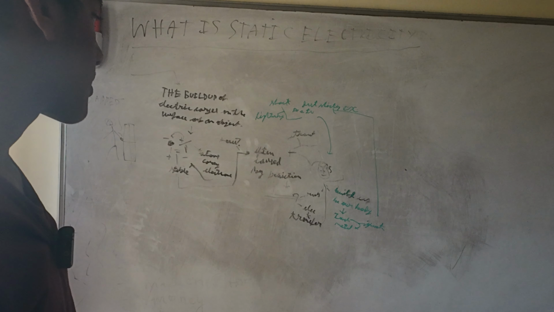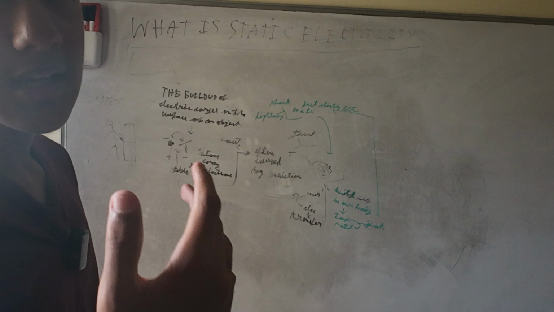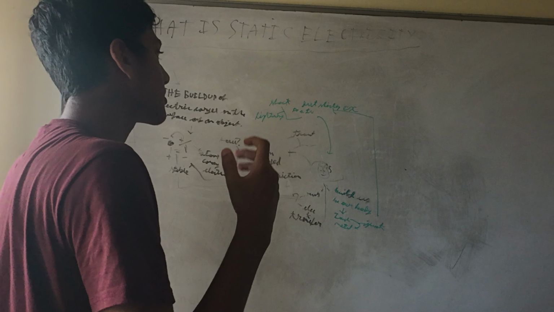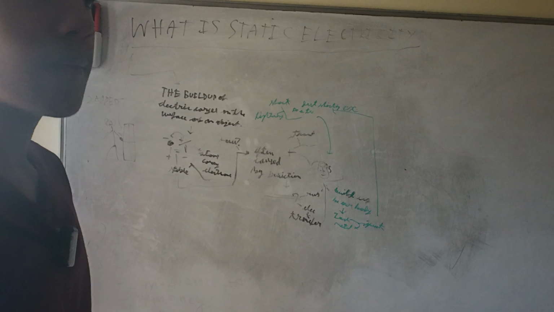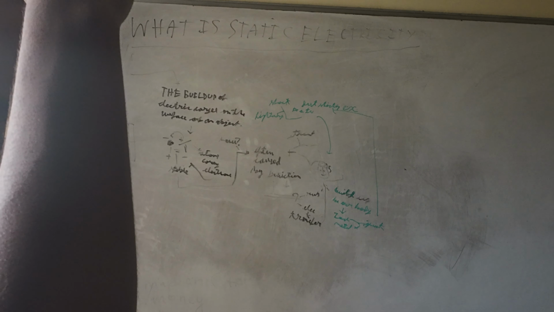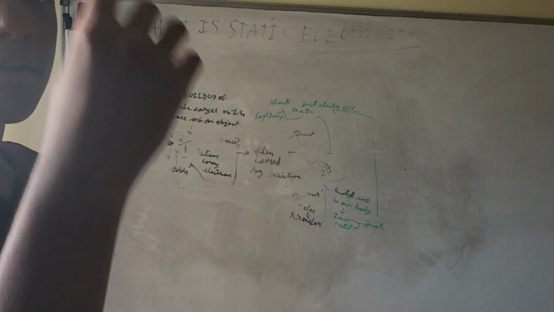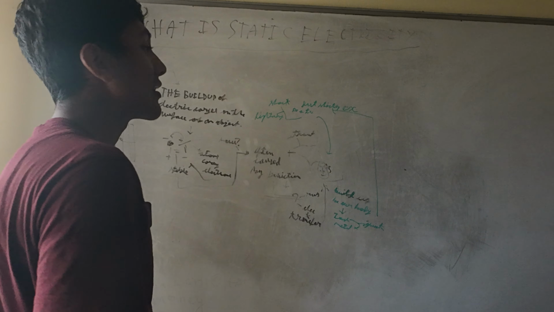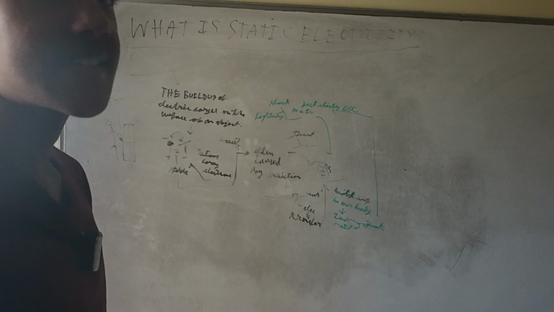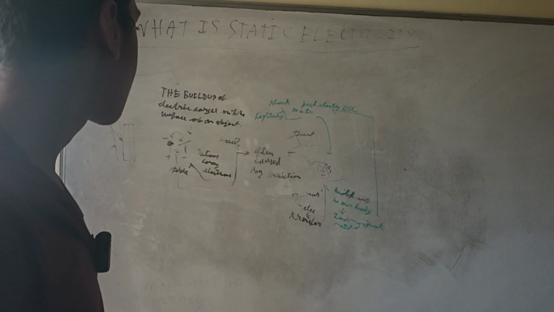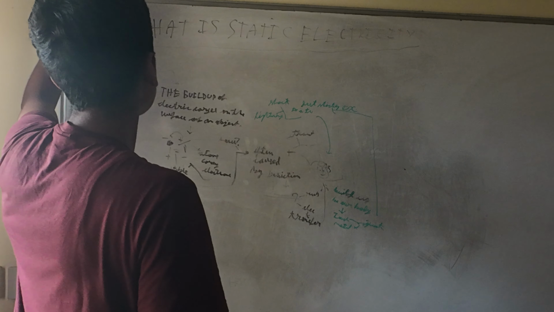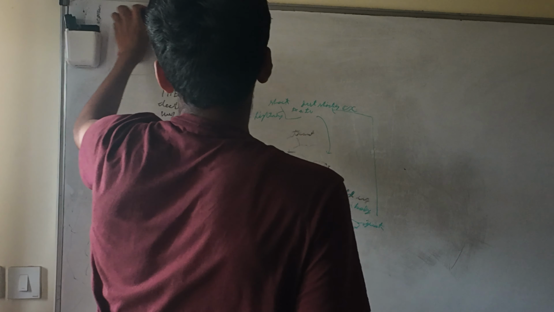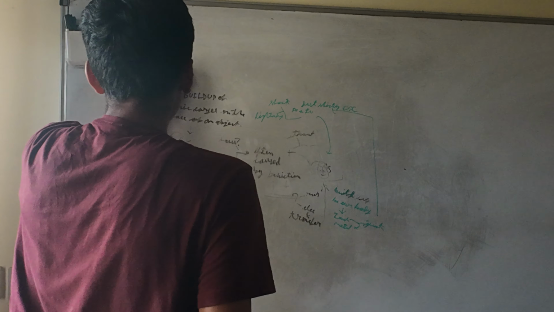Some examples of static electricity can include dust sticking onto a TV, getting shocked by a metal doorknob, a balloon sticking onto a wall, or your hair standing up, and even lightning is an example of static electricity. And that's basically what static electricity is.